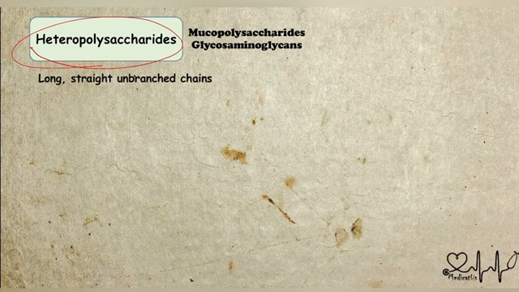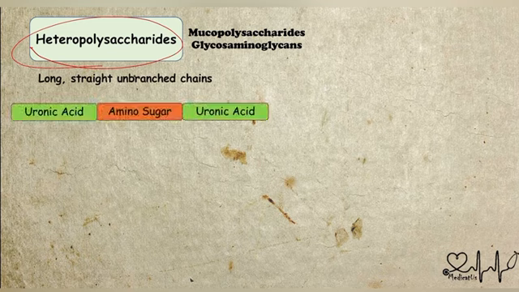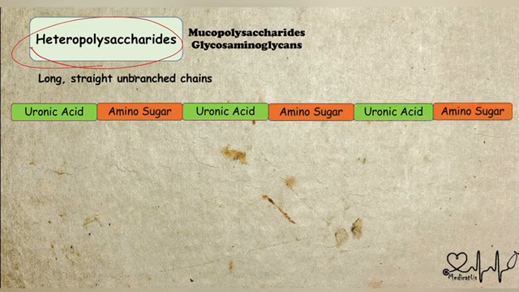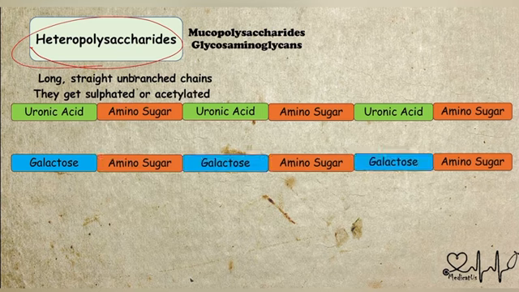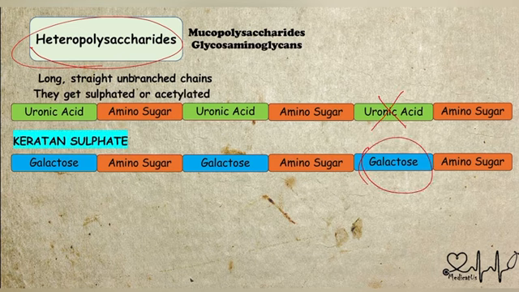They are long, straight, unbranched chains arranged as uronic acid and amino sugar alternatively. Additionally, they get sulfated or acetylated to hold negative charge. But there is an exception that has galactose instead of uronic acid, arranged as galactose and amino sugar alternatively. It doesn't have uronic acid. Instead, it has galactose. And that exception is keratan sulfate. It has a galactose and amino sugar combination instead of uronic acid and amino sugar.